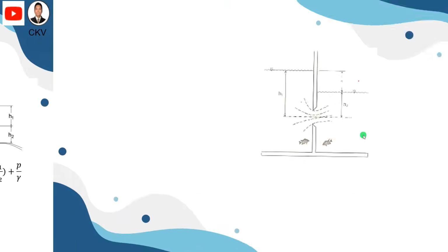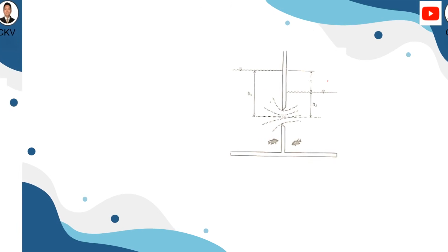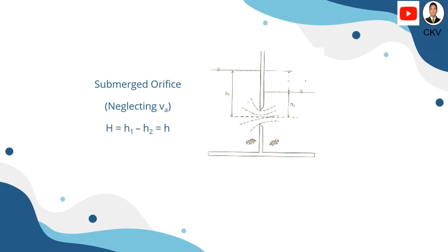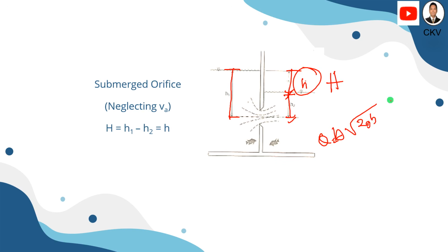For a submerged orifice, just take the difference in elevation measured from the opening of the orifice, the upstream and the downstream. The difference in elevation, h, will be the h that is used in determining the velocity and discharge.